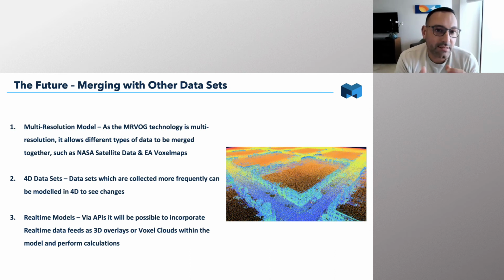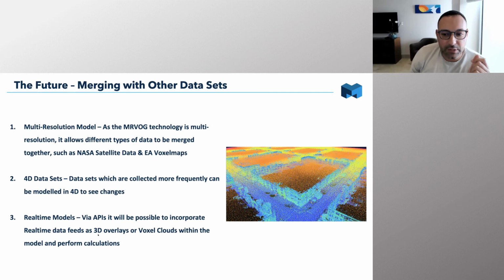In fact, Brian from NASA will touch on this in his presentation later on. We're also looking at 4D data sets, so data sets that have been collected multiple times of the same area, that we can really start to look at change and understand what that actually means. And also, and this is a very exciting area, looking at real-time models. So with APIs, we have the ability to pull in real-time data and represent that as layers in the voxel map or as things like voxel clouds.